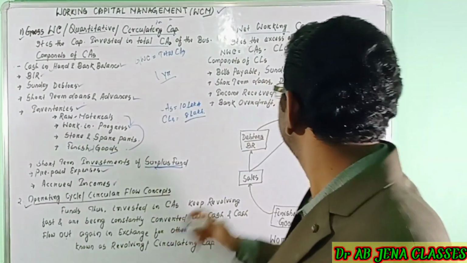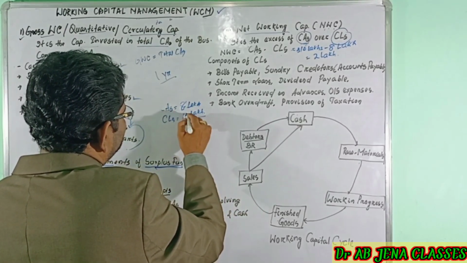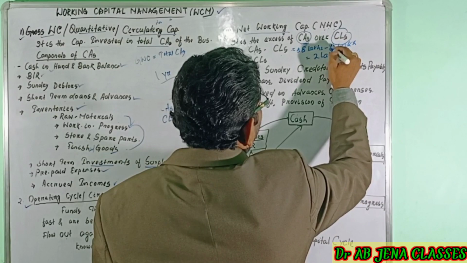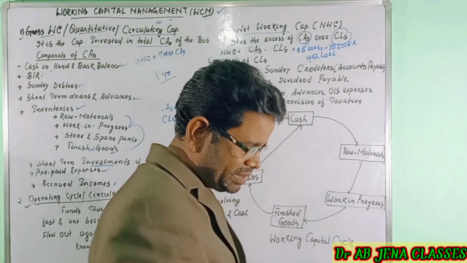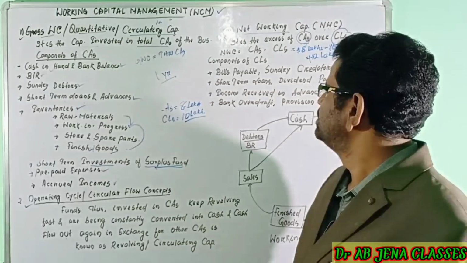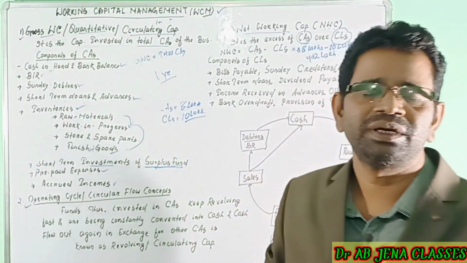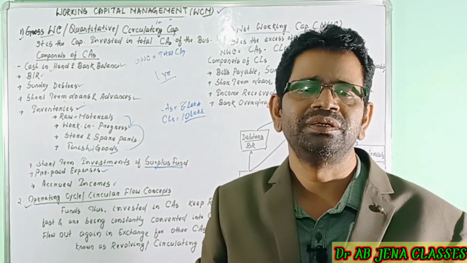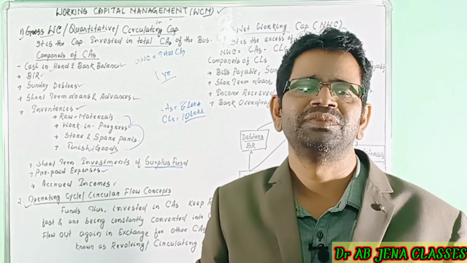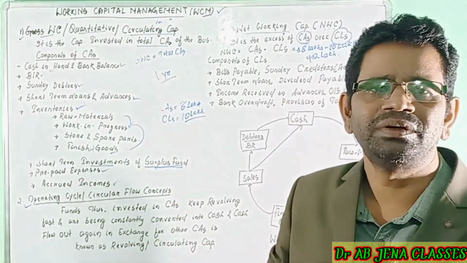If it is negative, suppose current assets are 8 lakhs and current liabilities are 10 lakhs, then the result is 8 lakhs minus 10 lakhs, which is minus 2 lakhs. That is negative or unfavorable net working capital. If there is negative net working capital, the organization will suffer. It will not pay the creditors at the right time, nor other day-to-day expenses of the business such as salary, wages, commission and other expenses. That's why the business must maintain the right amount of working capital.